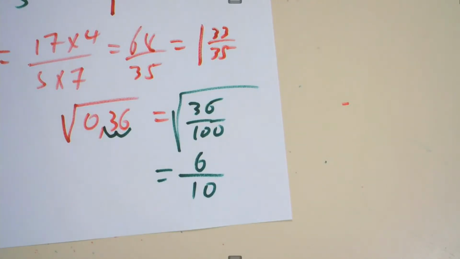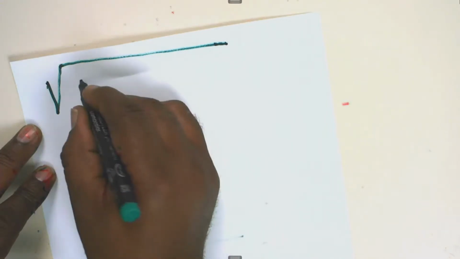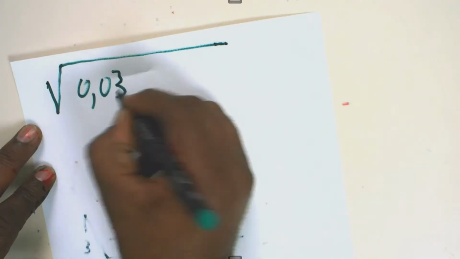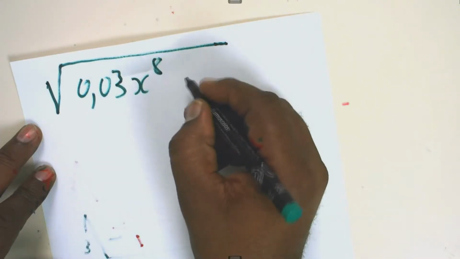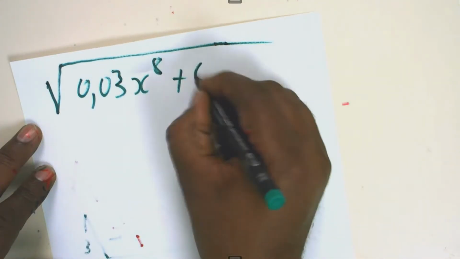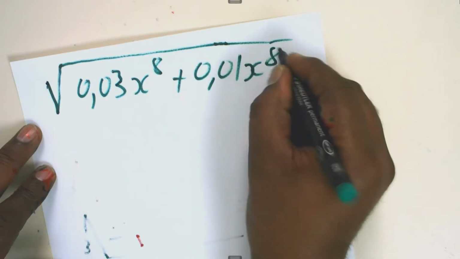All right. Now this will be your last one for the day. Let's see now when we go to algebraic expressions, can we also implement? In other words, what you have learned, can you use what you have learned here? Plus 0.01 x to the power 8.